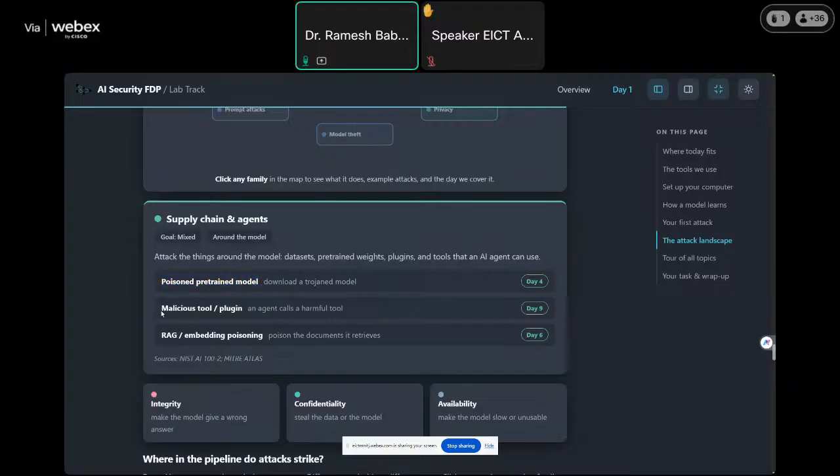Next is the malicious tool and plugin type of attack. It is the most highly introduced topic as of 2026 in the top venues. It is still an unsolved problem, or I would say not fully solved, partially solved. You have an agent with access to hundreds of different tools: web search tools, summarization tools, PDF tools, and different types of tools, you name it.